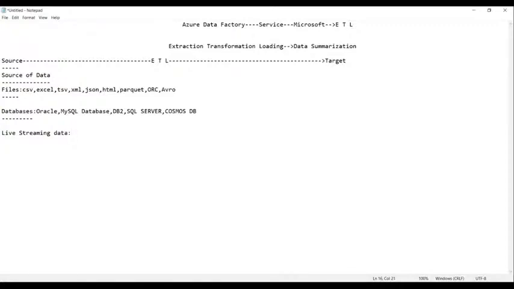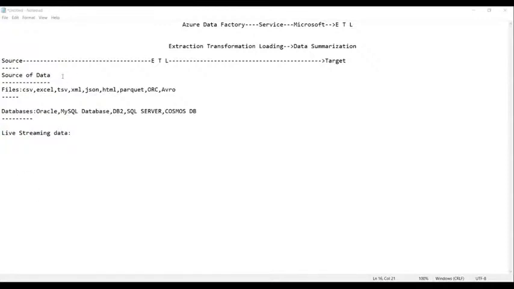Many sources are there, but these are the three sources which we can majorly get here. We can get the data from files, we can get the data from databases, and we can get the data from live streaming data. These are all the sources of data.